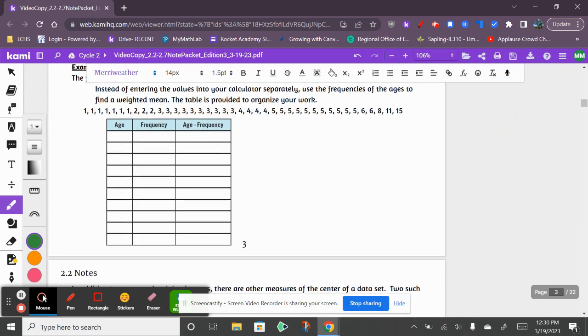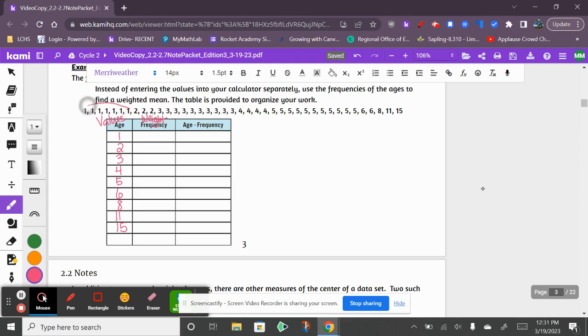So we're going to list all the different ages. So these ages will represent the values. So if I look here, I've got ages 1, 2, 3, 4, 5, 6. We don't have any that are 7. We have 8, 11, and 15. And it is okay that I have one extra row. I'm going to just use that for like a total. So the frequency, remember, frequency is also just another word for weight.